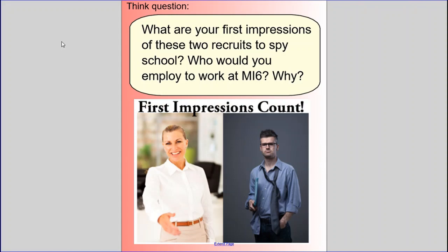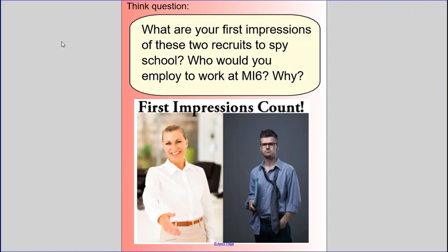Welcome back, Year 6. So I think if it were me, I would employ the lady on the left. Can you think why? Well, the lady on the left is smiling, which shows that she wants to try and make a good impression. She's friendly. She's reaching out her hand to shake the hand of the person working at MI6. She wants to get to know them. She's wearing smart uniform. Her hair is tied back neatly. She's got lovely white teeth, which shows that she takes pride in her appearance.